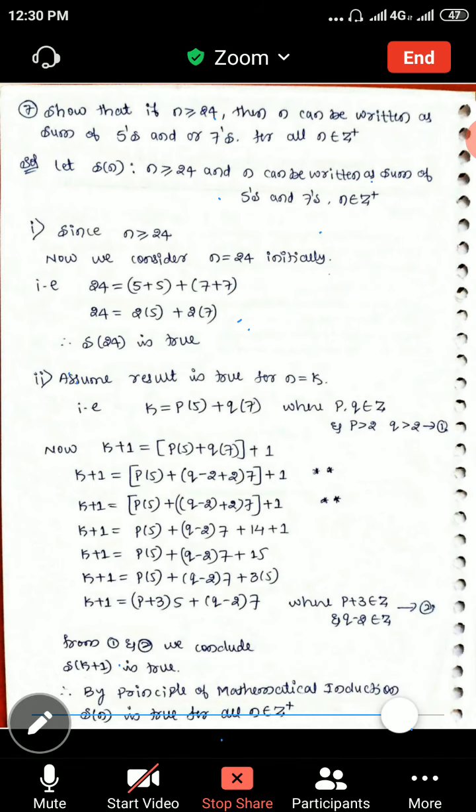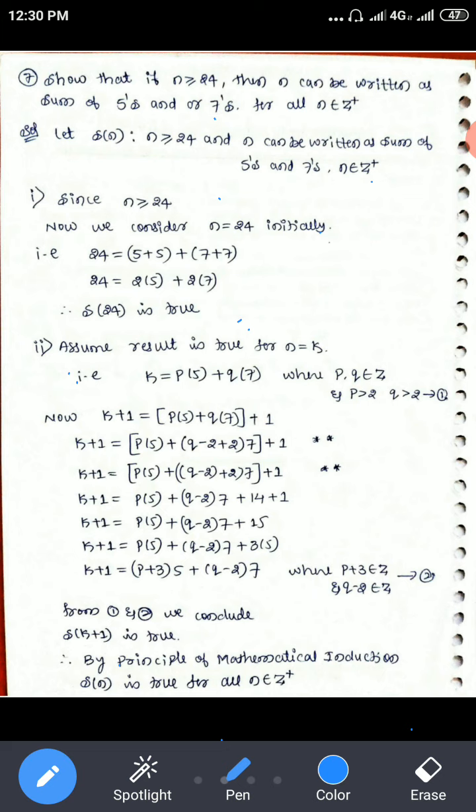Okay, so one more example here, that is, show that if n is greater than or equal to 24, then n can be written as sum of 5s or 7s for all n belongs to Z plus. This is a question paper example and it is a bit different. If you want to see in detail, I'll give one more proof of this. That is there in the DSC, still I have not copied it.